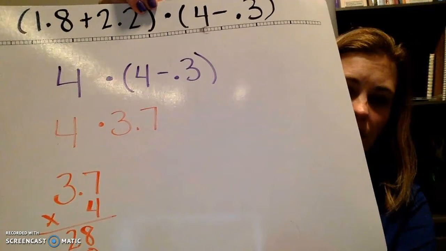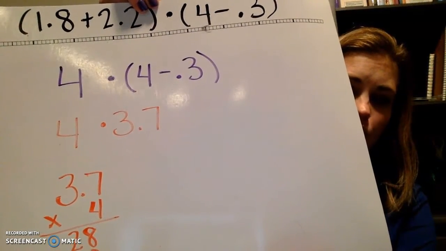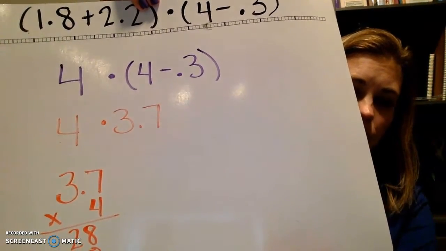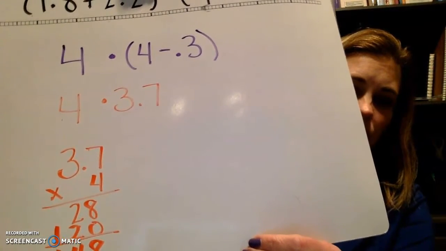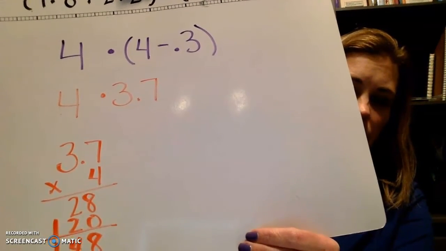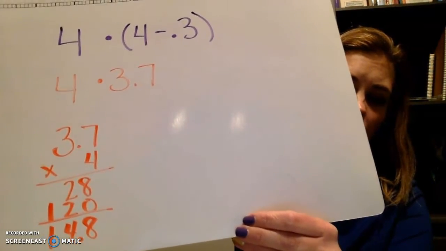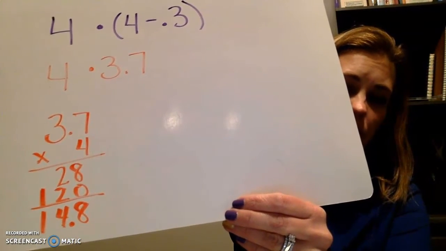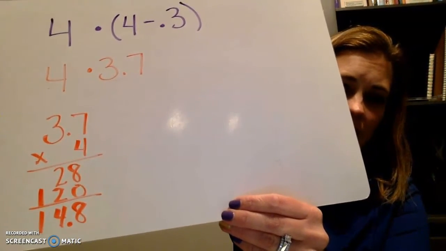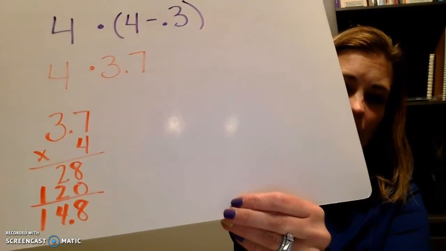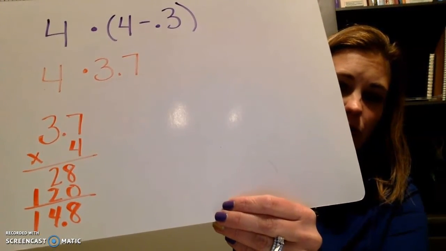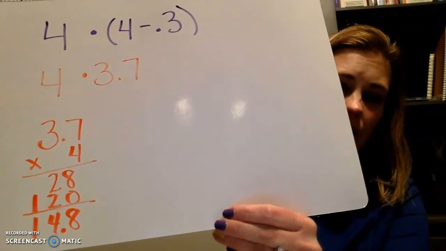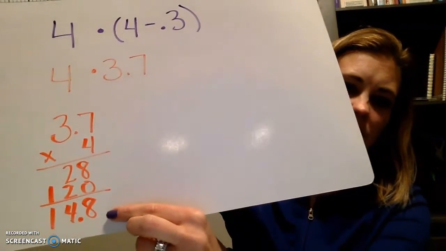So when I do 4 times 7, I get 28. And then when I do 30 times 4, I get 120. When I add those numbers up, I get 148. But I can't forget that decimal. Now that I'm at the end, I have to add that decimal back in. I had 1 decimal place value in 3 and 7 tenths. So I just need to put that decimal on this side of the problem.